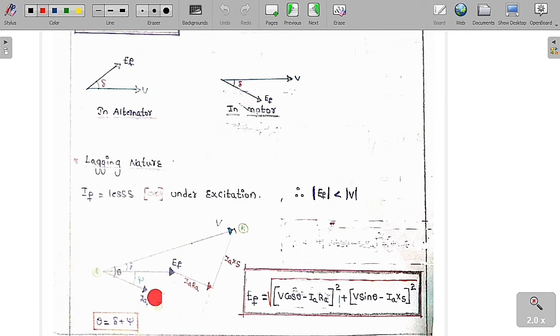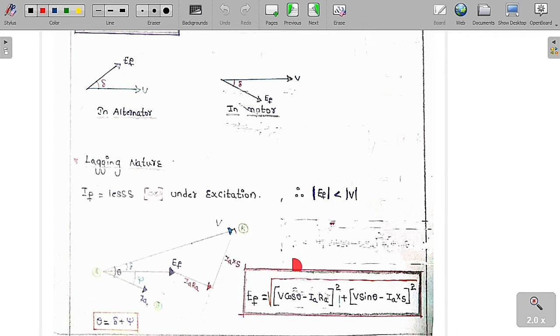Then you know this length, you also know this length, and this length is EF. By the Pythagoras theorem, EF square is equal to V cos theta minus IA into RA whole square plus V sin theta minus IA into XS whole square. Therefore EF is equal to the square root of V cos theta minus IA into RA whole square plus V sin theta minus IA into XS whole square. This is the EMF that you are going to get.